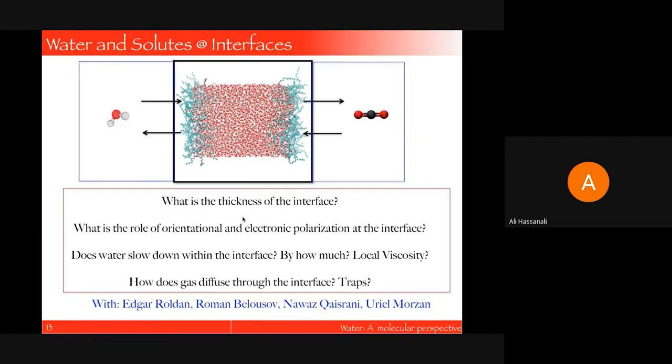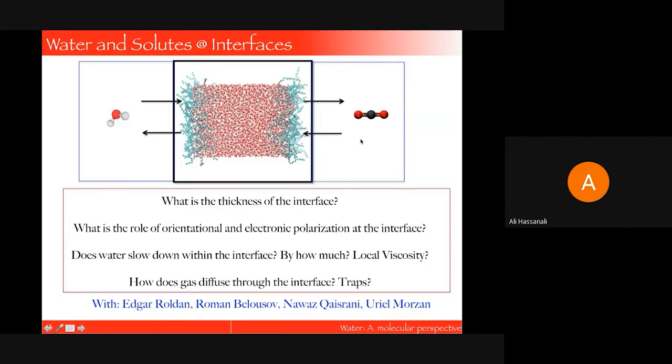questions that come up from these types of synergies, and this is one of my last slides. This is a snapshot of the simulation of water with a surfactant, like the one that Edgar was talking about. Some of the questions that one can ask, and that experimentalists are interested in, are: what is the thickness of the interface? How much water penetrates into the surfactant? What is the role of orientational electronic polarization at the interface? To what extent and by how much does water slow down in these regions?